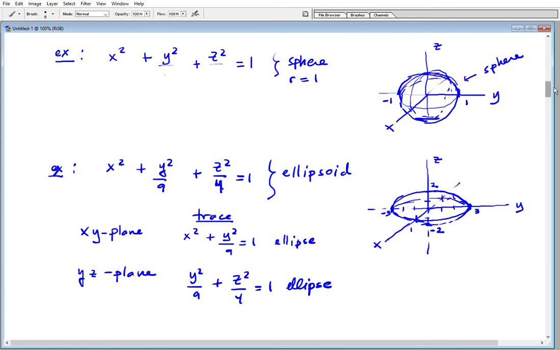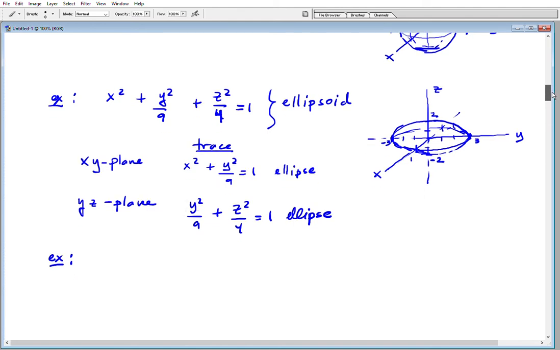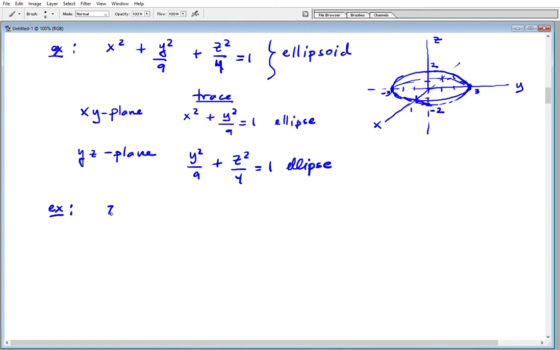So you see how we understand the shape just from the traces. That's what we do. Now, we should be familiar with the different types of quadric surfaces, the different possibilities. Otherwise, it's not so easy sometimes to understand the shape. All right, let's do this one. We did one like this last time.